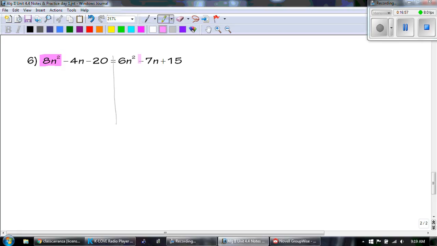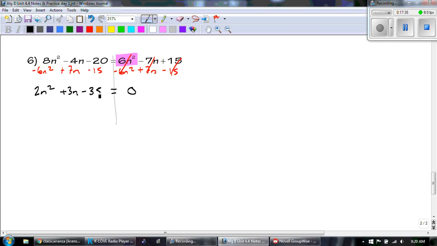So we're looking at our leading coefficients, and I want to move the smaller one. So I'm going to subtract the 6n squared from both sides. I'm going to add 7n. And then we're going to subtract 15. So everything on the right side cancels. So we get 0. 8 minus 6 is 2n squared. Negative 4 plus 7 is a positive 3n. And negative 20 minus 15 is a negative 35.